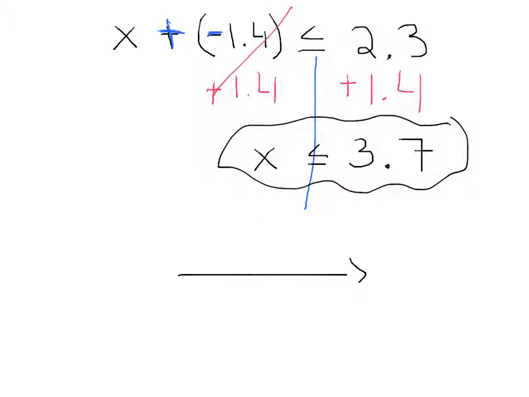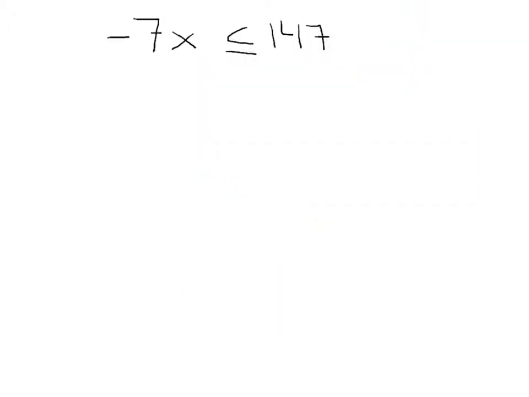Now let's graph it. At a positive 3.7, we have a closed circle, and this says that x is less than or equal to, so we want to look at all numbers less than, so we shade to the left. So we just did 3 examples using addition and subtraction. Now we're going to move on to multiplication and division.